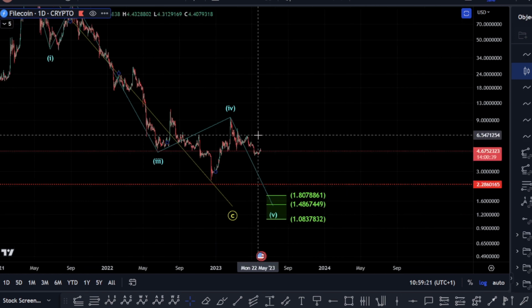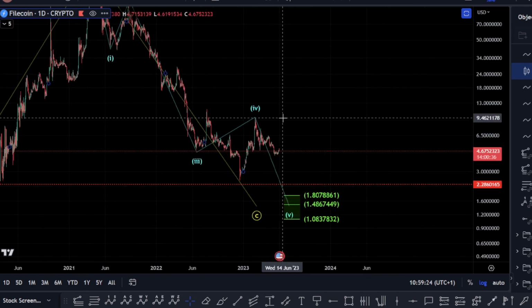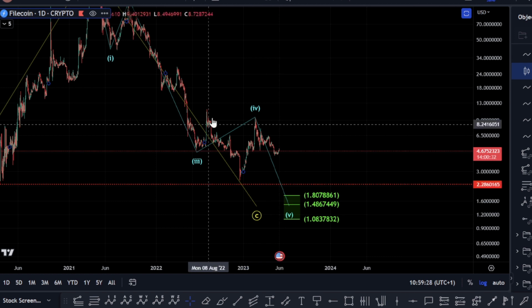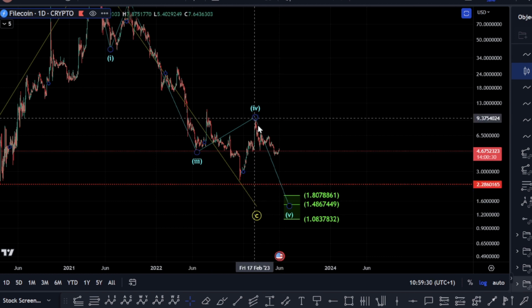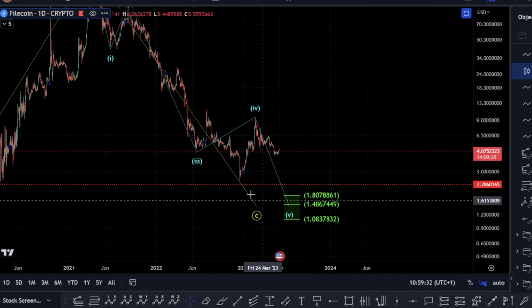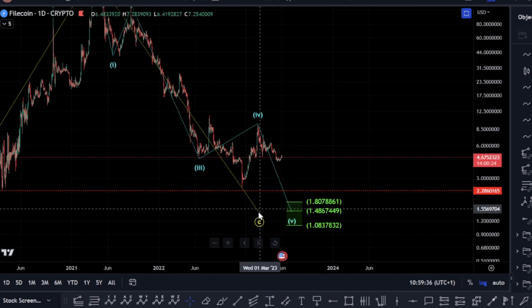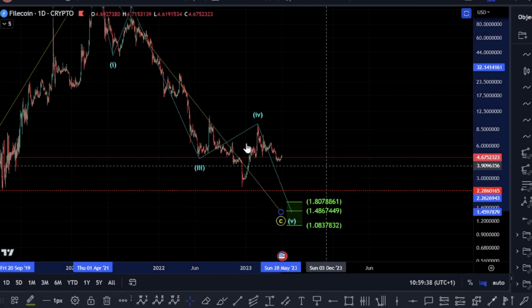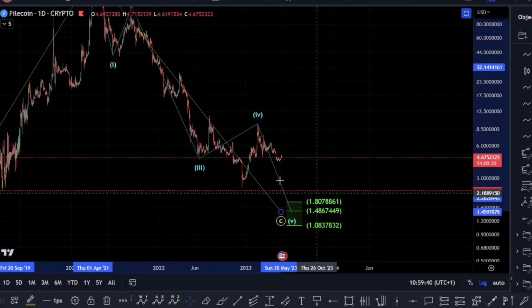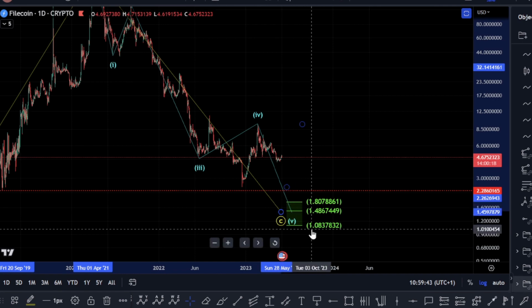Now, within this, what we would not like to see is a break back above this high of this fourth towards $9.54. If we do break back above this fourth wave here, it becomes more likely that we have one of the other options playing out. So we're going to go over those in a second, but this is looking for this as a C wave to the downside. So we would be looking for that potential to come back down here towards $1.80 to $1.08.